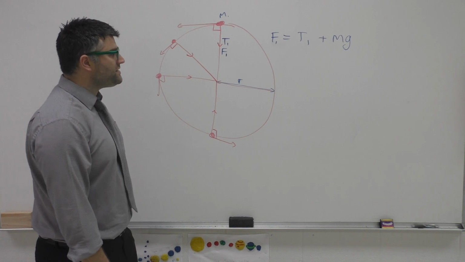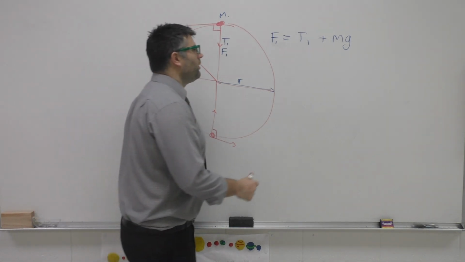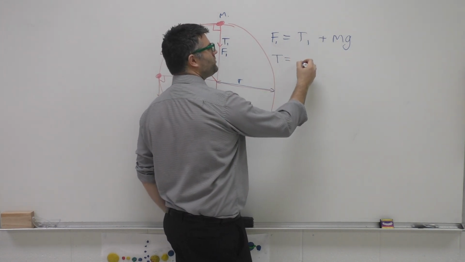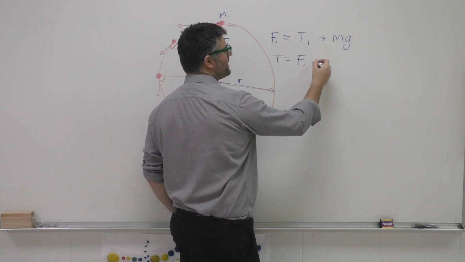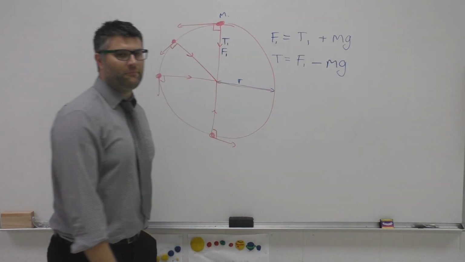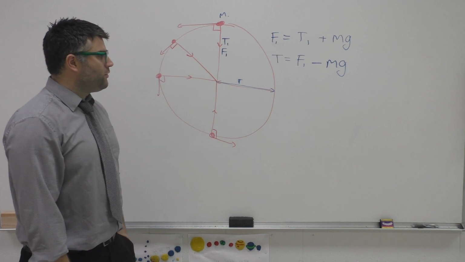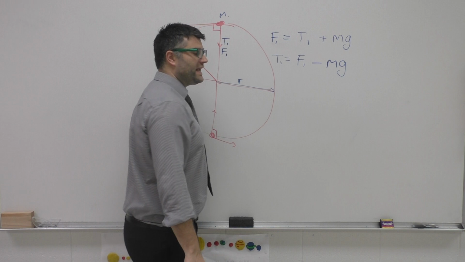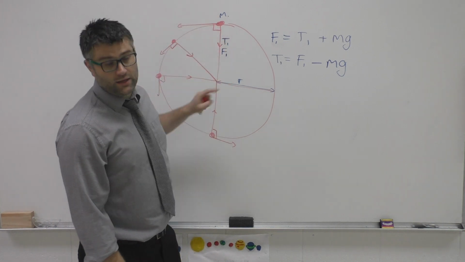And quite nicely, that means you can work out that the tension in this string is going to be equal to the centripetal force minus the weight of that ball or of that object, which is really nice because it means you can work out what the tension in the string is at this point on the circle.